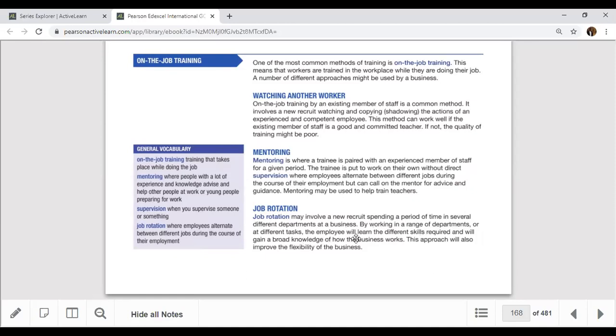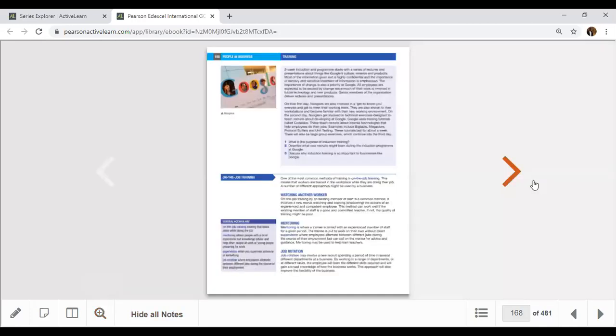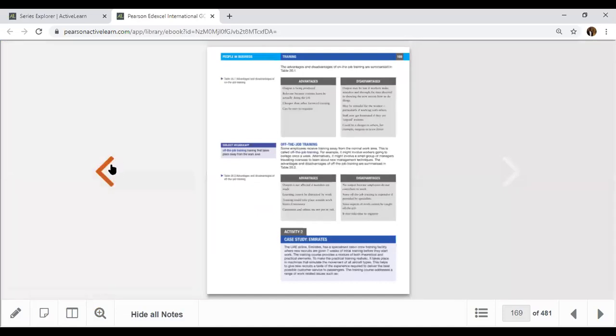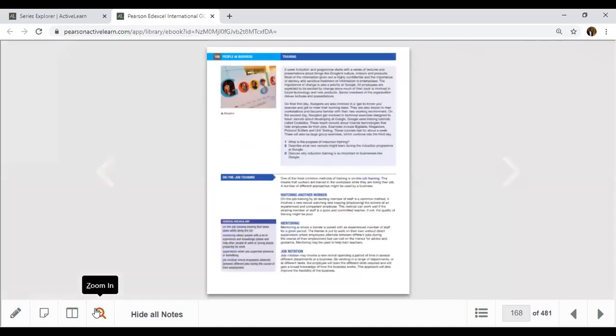By working in different departments or on different tasks, employees will learn the different skills required and gain broad knowledge of how the business works. This approach will also improve the flexibility of the business organization. So those are the three methods of on-the-job training. You can see what on-the-job training means: training that takes place while doing the job.